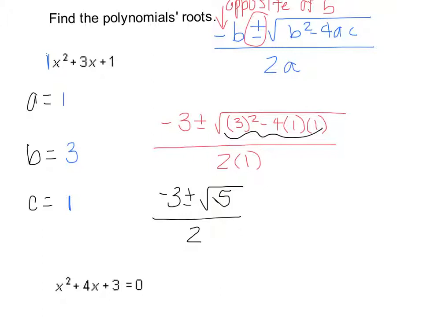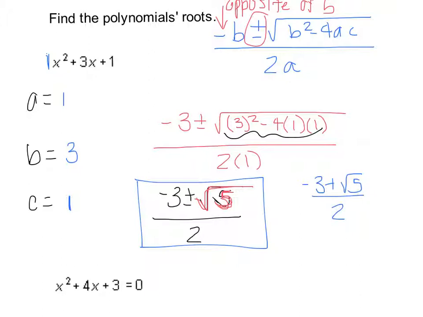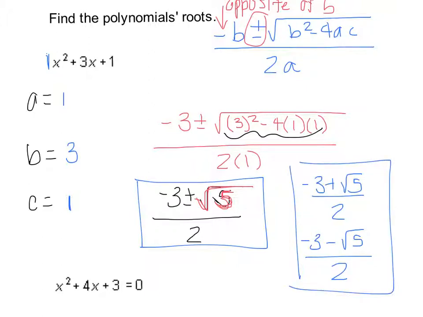So the question is, can you actually take the square root of 5? And the answer to that is no. I mean, you can, but it's going to give you a decimal. So since you can't actually take the square root, this is your answer. In your answer choices, a lot of times it will say negative 3 plus the square root of 5 over 2, and you'll have a second one that says negative 3 minus the square root of 5 over 2. But these two both here are your answers.